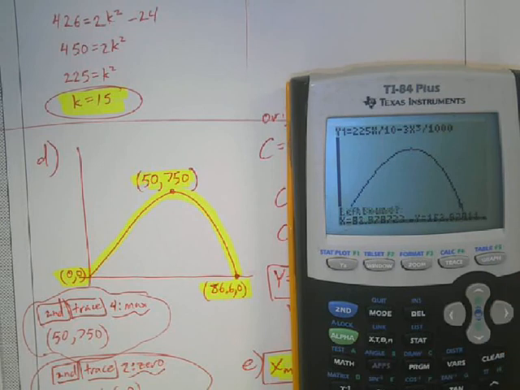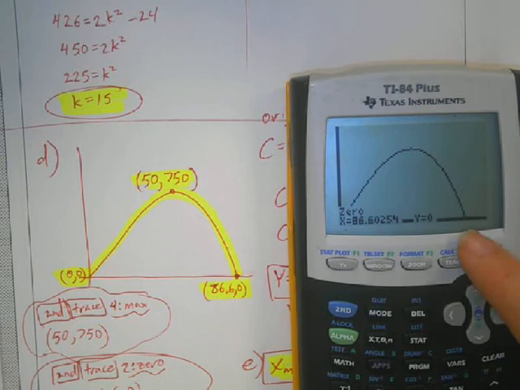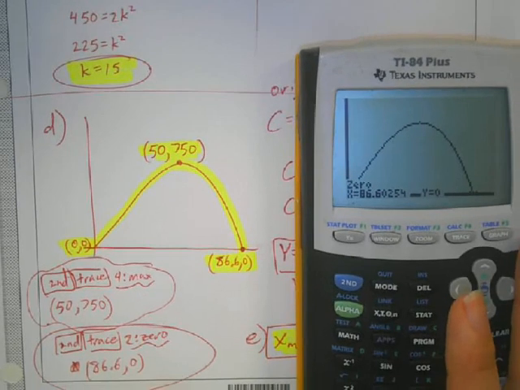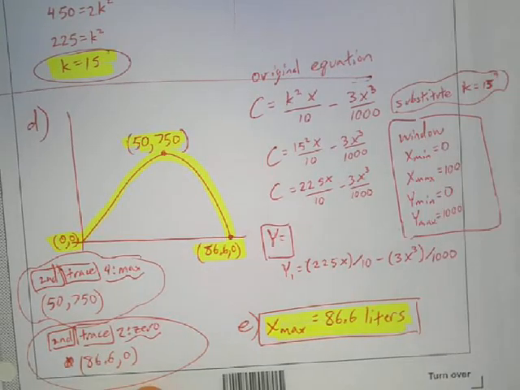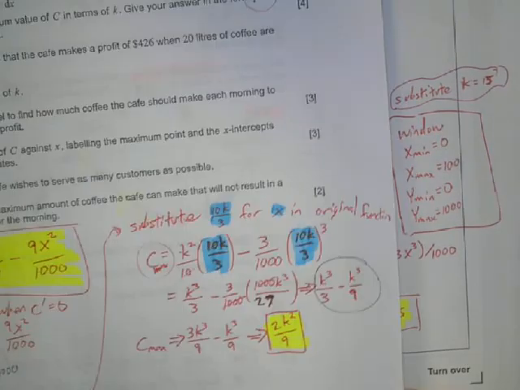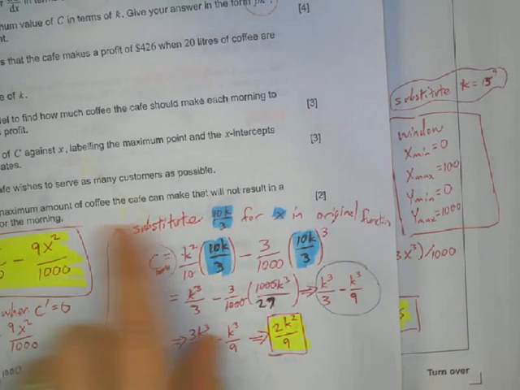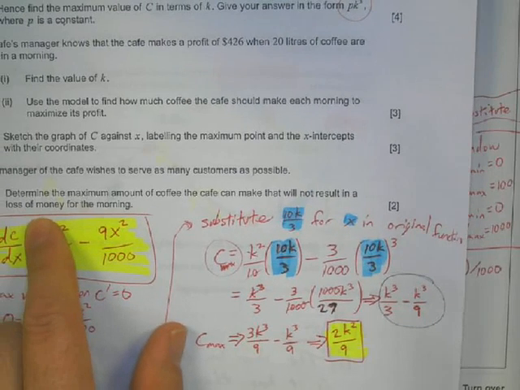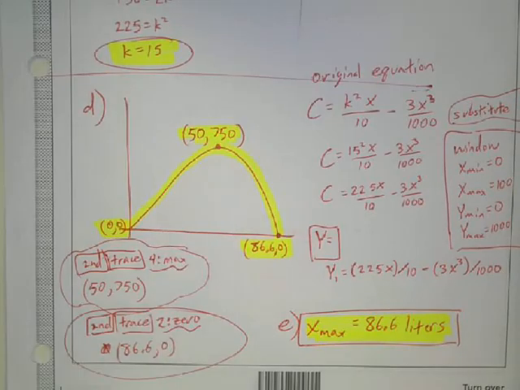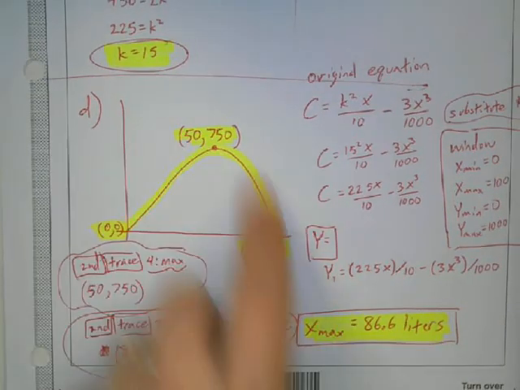Enter, that's left bound. Now I go to right bound. Enter, guess. And it tells me this point here is 86.6, 0. Okay. And then question E says, what is the maximum number of liters of coffee to make in order to not lose money? So in order to not lose money, if I make less than 86.6 liters, then I'm not going to lose money.